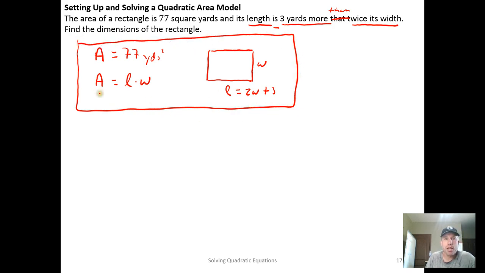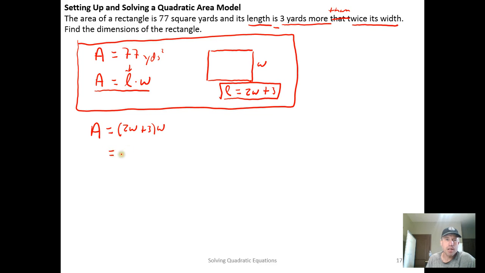Next step, you take your area model, length times width, which is currently a function of two variables, the length variable and the width variable. What we want to do is use this information right here to reduce our area function to a function of a single variable. So I'm going to take my area model and replace length with twice width plus 3, which is still being multiplied by the width.